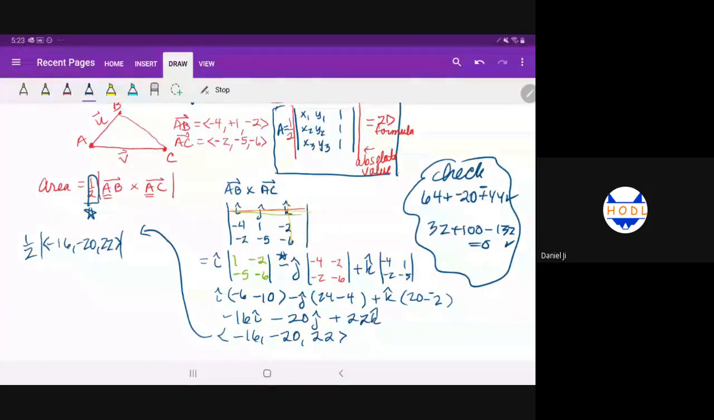How do you find the magnitude of a vector? Anyone want to tell me? 26 people. This is so awesome. You guys are so awesome. How fun.